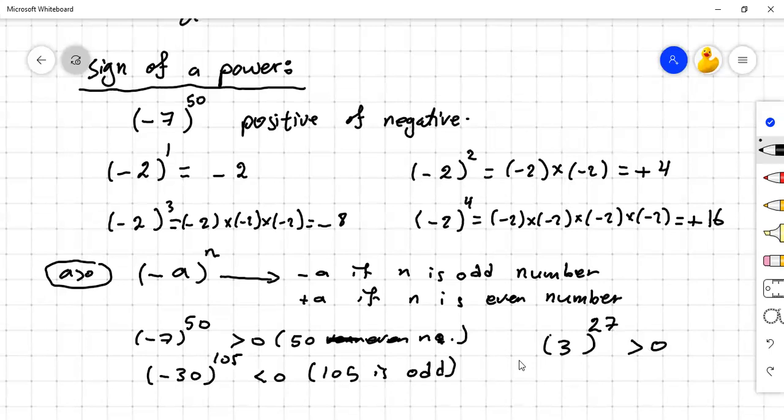And this is about the sign of a power. Now, what about the powers of 10 and the negative exponents?